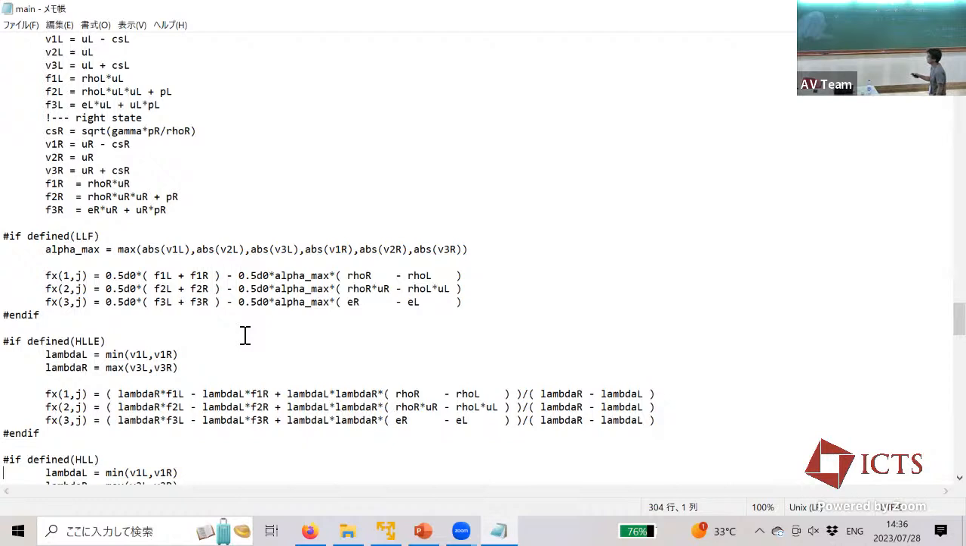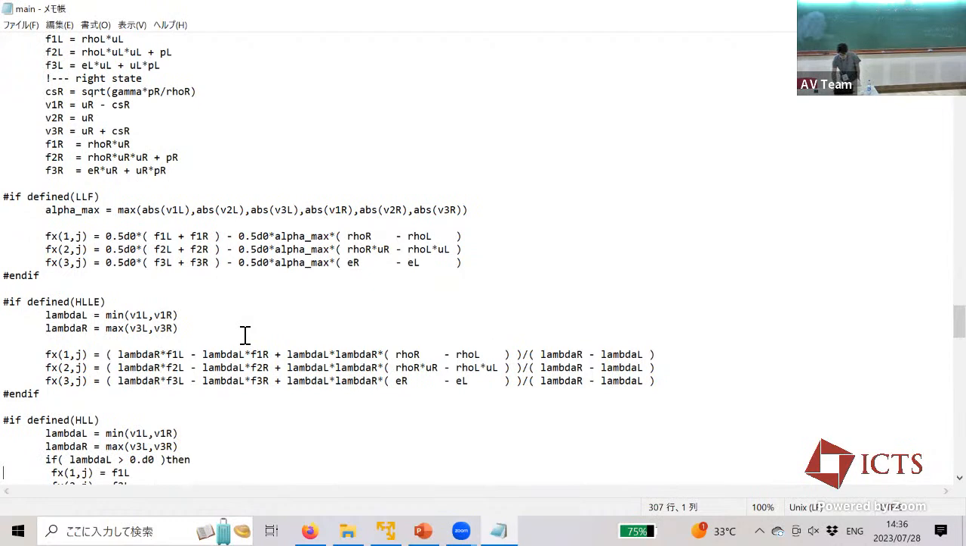And plus these additional terms, which were the upwind nature, the upwind scheme at the discontinuities. And this is a local Lax-Friedrichs version. And HLLE is one of the more advanced ones, where you estimate the left and right propagating waves in a different way.